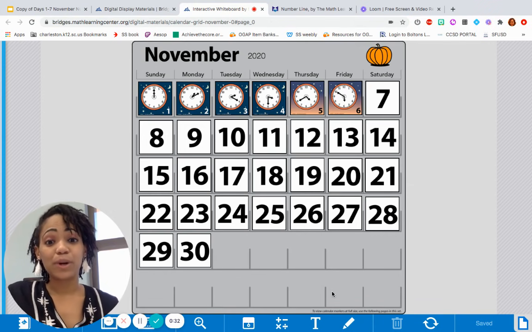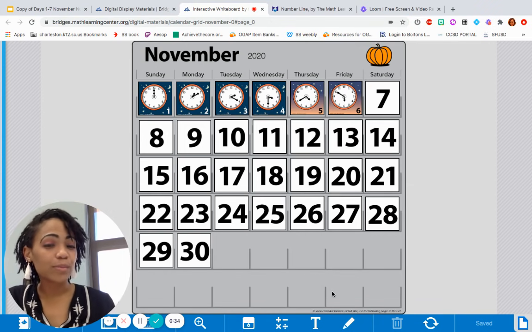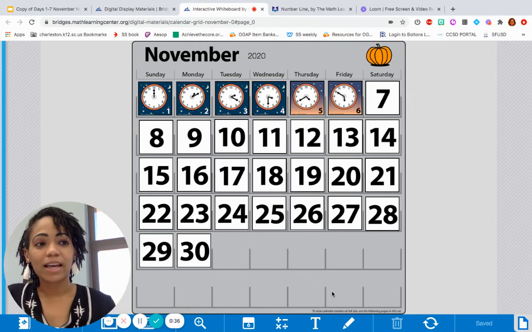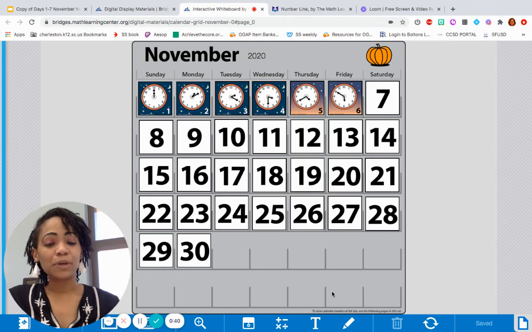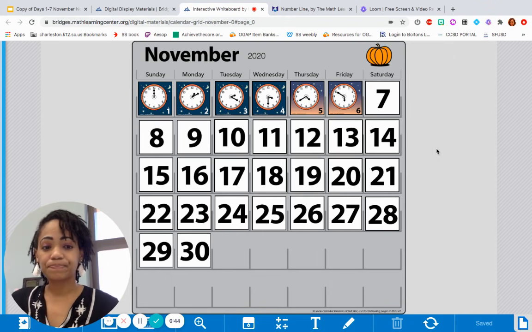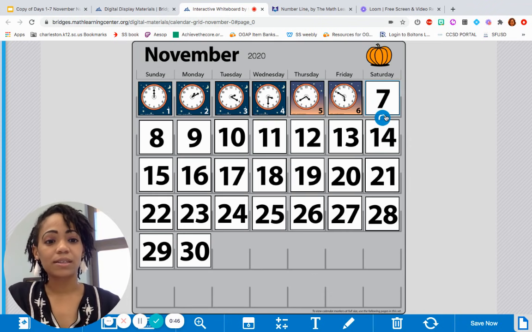Today we're going to work through some calendar grid workbook pages after we update our calendar grid. We'll also update our calendar collector, and then we're going to talk about some more multiples. So let's get started. This weekend, let's look at our calendar markers.